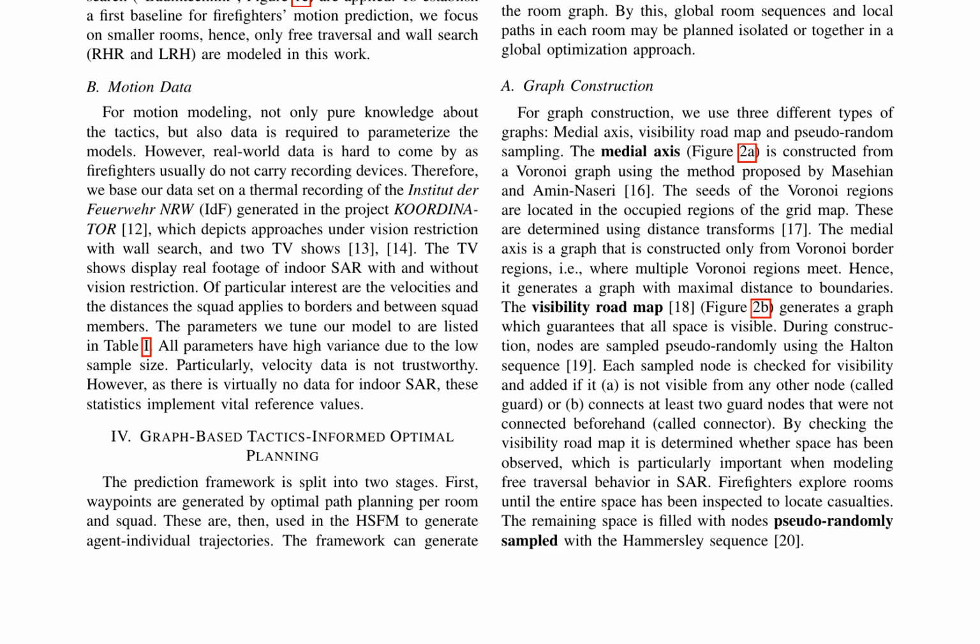The prediction framework consists of 2 stages. First, waypoints are generated by optimal path planning per room and squad, using a graph-based approach. The graph is constructed from a building plan, which is usually available, and is segmented into individual rooms and their connecting doorways. 3 graph construction methods are used: medial axis, visibility roadmap, and pseudorandom sampling. The waypoints are then used in the HSFM to generate agent individual trajectories, allowing for the prediction of single agents' motion as well as individual agents in a single or multiple squads.